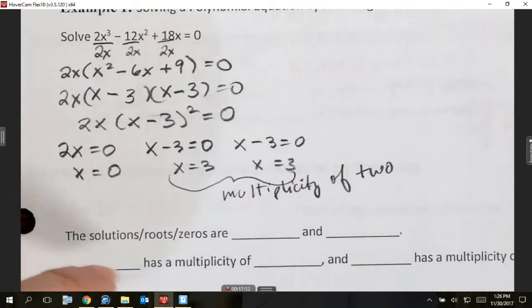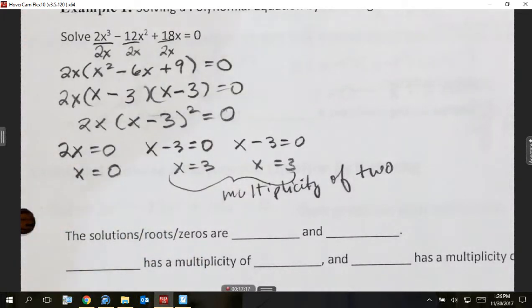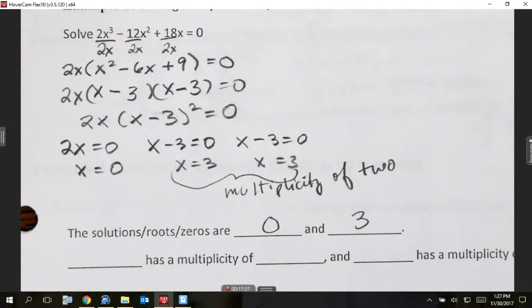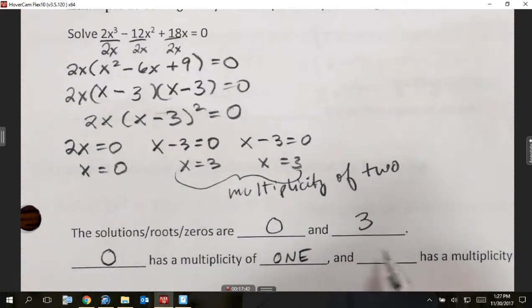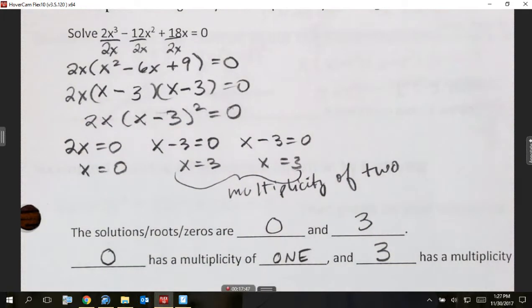So let's read through this. The solutions or the roots or the zeros of this function are, what are the roots or the zeros? 0 and 3. That's where my x-intercepts would be. Now, my first x-intercept at 0 has a multiplicity of, how many zeros did we have when we solved it? 1. O-N-E. And my second one, 3, has a multiplicity of T-W-O.